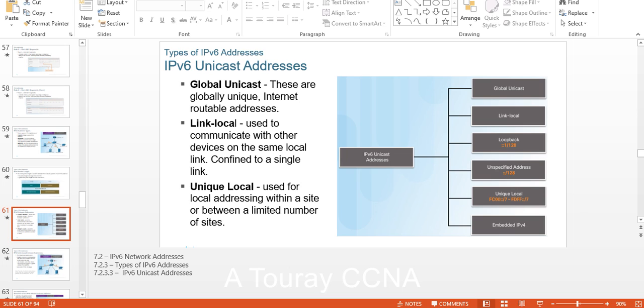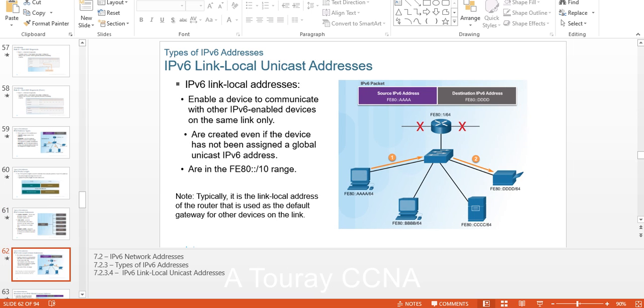The link local is the address that is used by devices in a local segment to communicate with each other, and the unique local is like the private IPv6 address. So these are the most important IP addresses that are in the IPv6 unicast addresses.